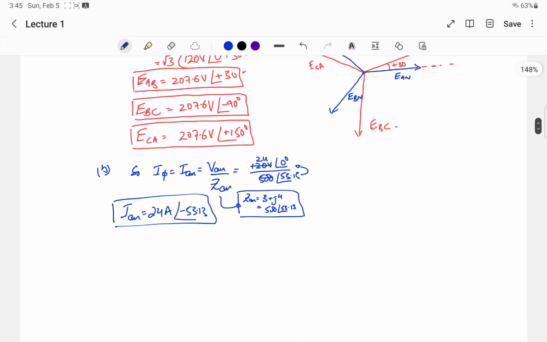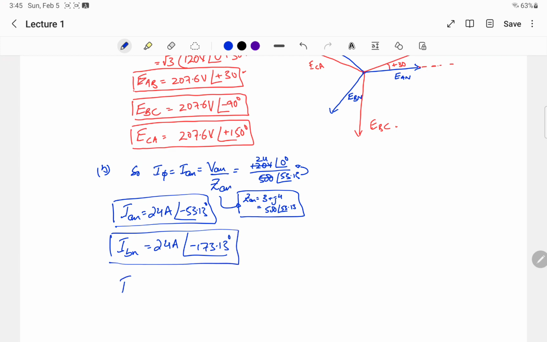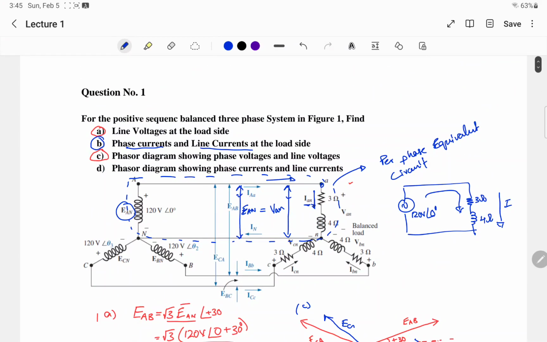So now we have IAN. Can we calculate IBN? Yes. Once you have one vector, you can easily calculate all the other vectors. It is a positive sequence, so IBN will be 24 amperes, angle minus 173.13 degrees, and ICN will be 24 amperes, and you will add and it will become 66.87 degrees. So we have calculated the phase currents.